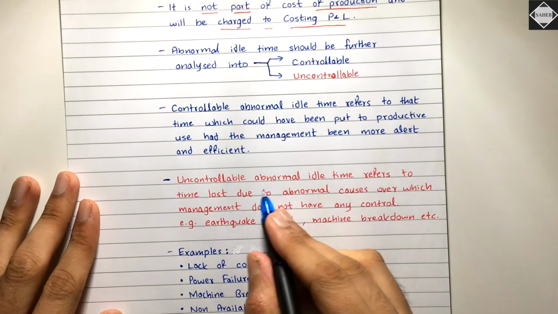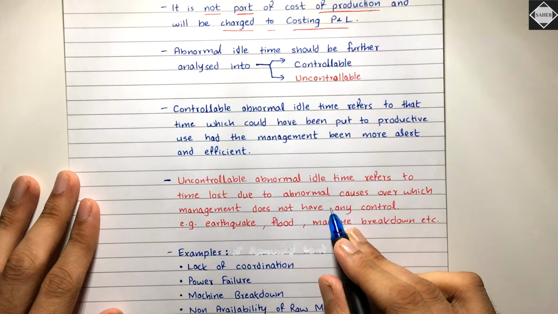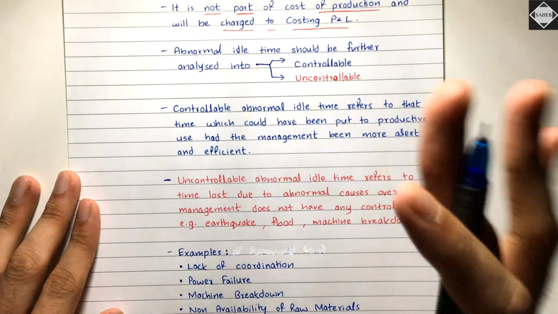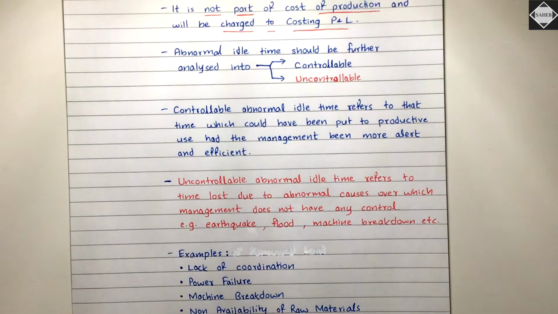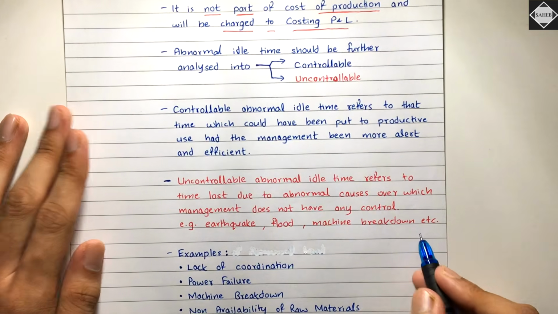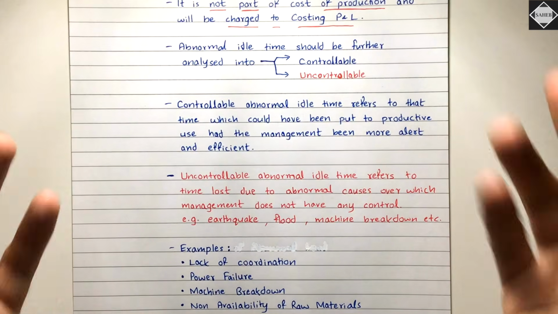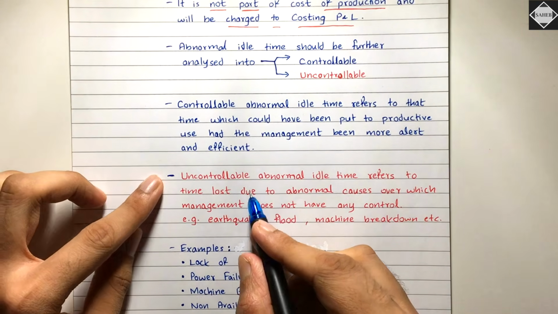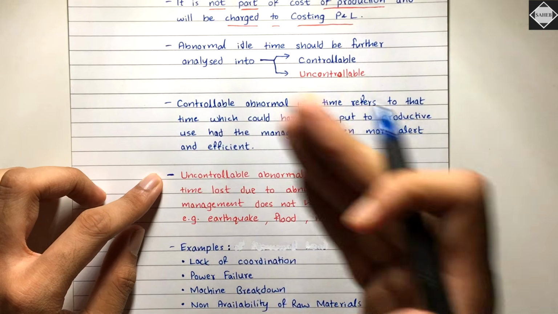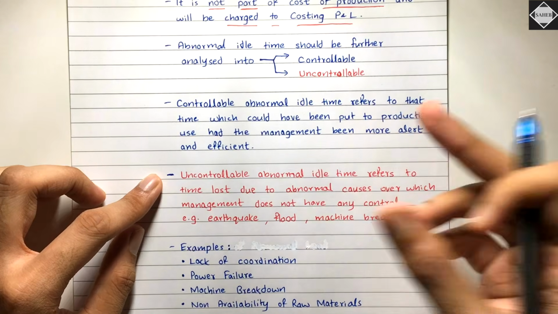And then uncontrollable abnormal idle time refers to the time lost due to abnormal causes over which management does not have any control. For example, there was an earthquake and because of that production didn't take place. The factory was closed. Or a flood, or a sudden machine breakdown, even though we were doing proper maintenance, still the machine broke down due to some accident. Or there was a power failure. In that case, it's uncontrollable. But it doesn't matter whether it's controllable or uncontrollable. The treatment of abnormal idle time is the same.